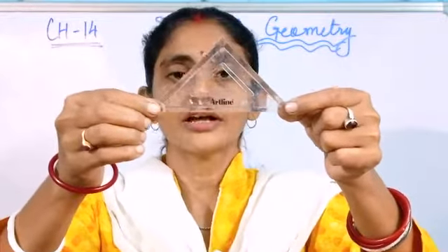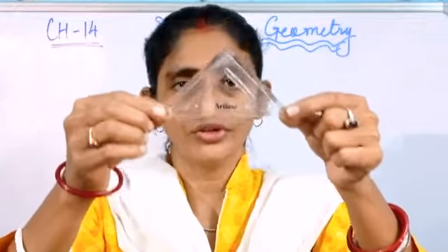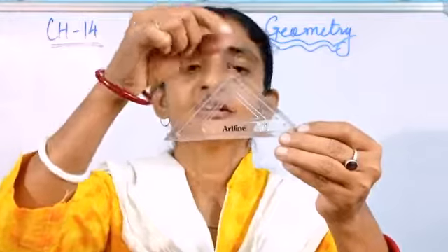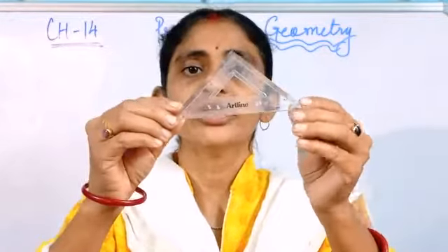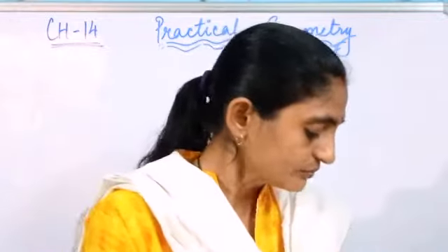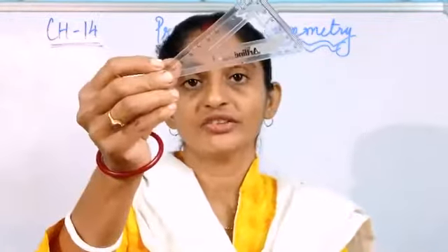Their measures are how much? 45 degree. And the measure of this angle, this one, the vertex, is 90 degree. And it will represent an isosceles right angle triangle. Okay. Now, if you are coming to this one, what are the measures you will get?